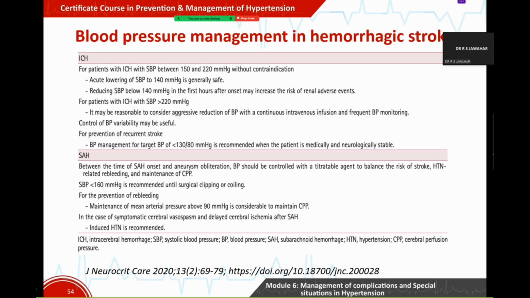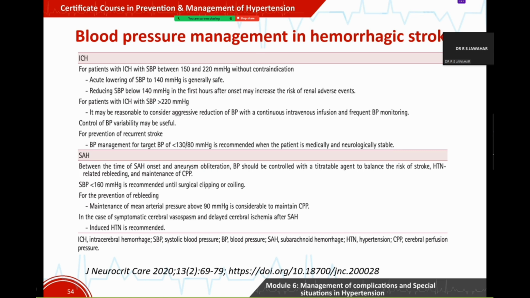So in all intracerebral hemorrhages, when the systolic blood pressure is between 150 and 220, lowering the systolic blood pressure to 140 is relatively safe. If you reduce it to less than 140 systolic, there may be a risk of renal adverse events. Suppose the patient's blood pressure is more than 220, it may be reasonable to consider aggressive reduction of the BP with a continuous IV infusion. Again, control of the BP variability may be useful.